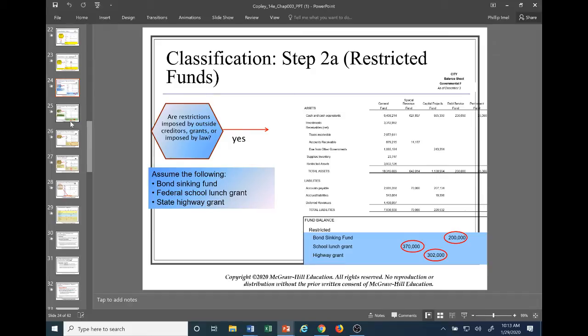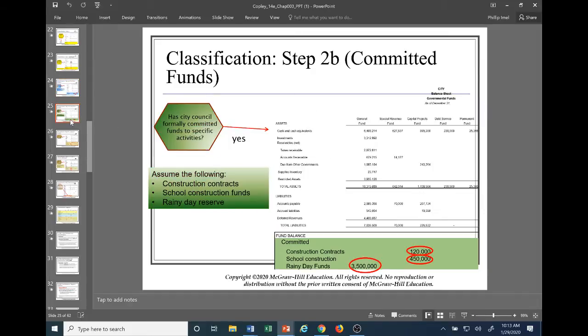So obviously we move on from restricted. The next is going to be the committed, right? So that's the level of constraint in our hierarchy. In this case, has City Council formally committed funds to specific activities? Well, they're saying yes, they have. And once again, we're making an assumption that it's on construction contracts, school construction funds, and rainy day reserve, okay? And we know the rainy day reserve is like the rainy day funds, right?